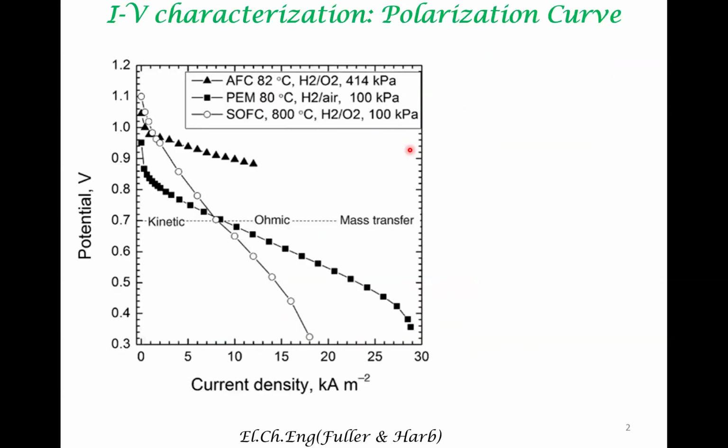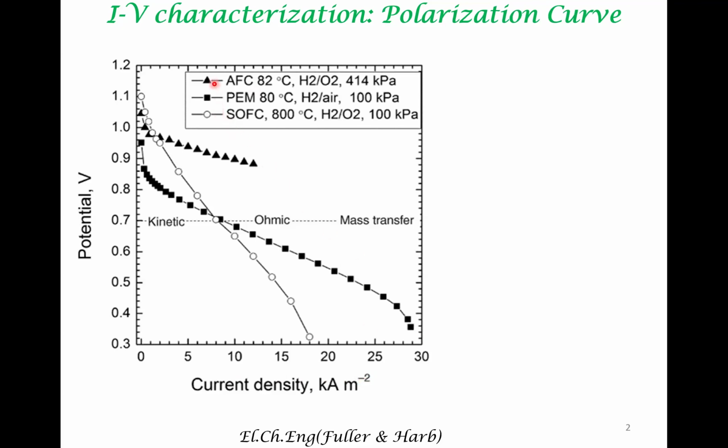So this is the polarization curve. What is shown here is the polarization curve for three different kinds of fuel cell: the alkaline fuel cell, which operates at 82 degrees centigrade, and the proton exchange membrane fuel cell, which also operates at around the same temperature, 80 degrees centigrade. Both these are in some ways similar. So this is the polarization curve for the alkaline fuel cell. We are plotting the potential on the y-axis and current density on the x-axis.